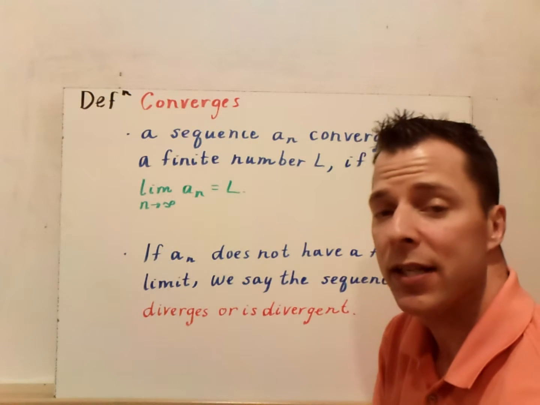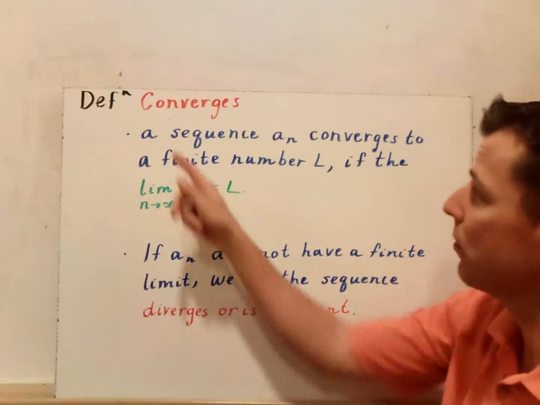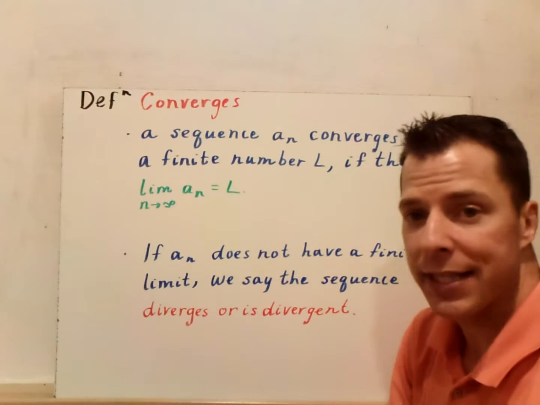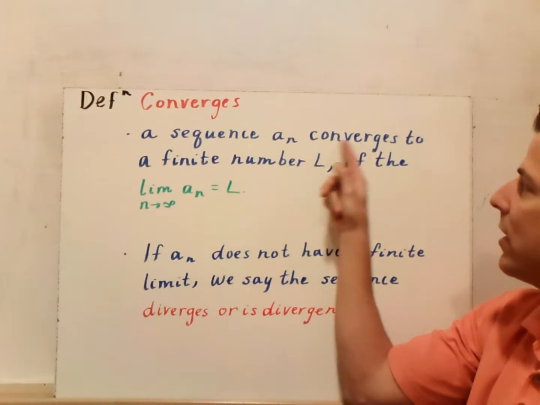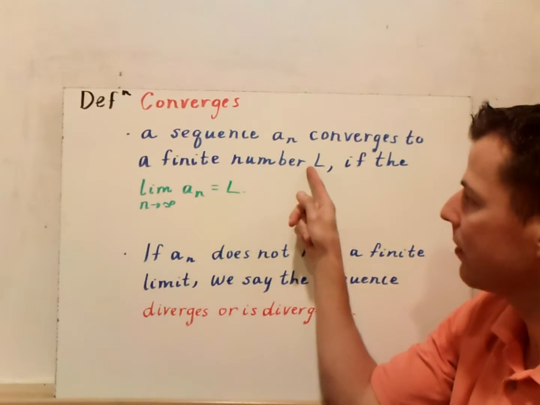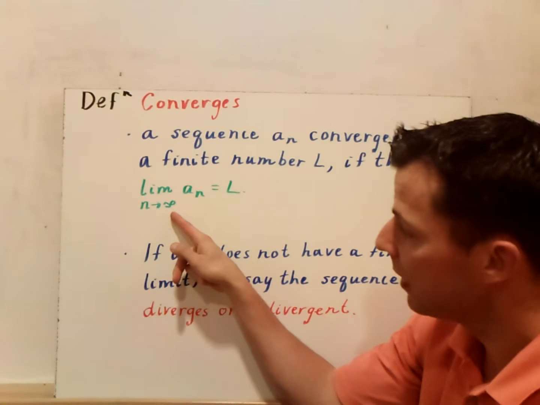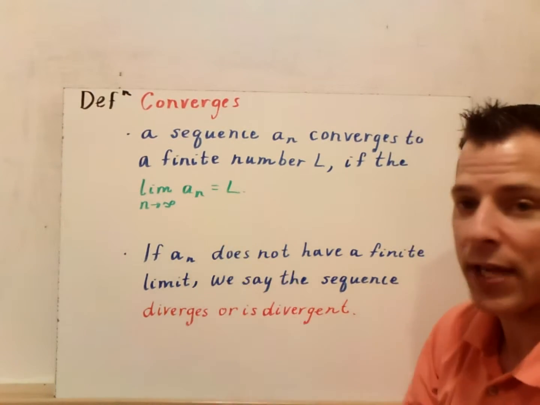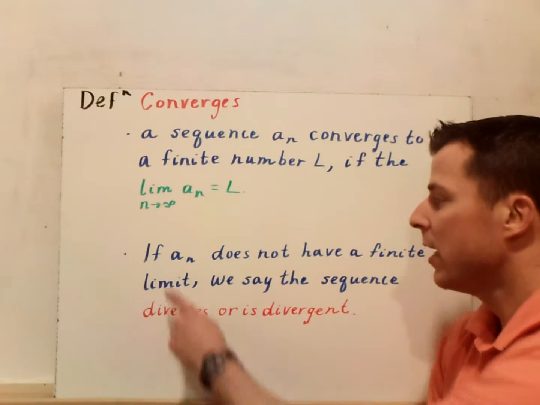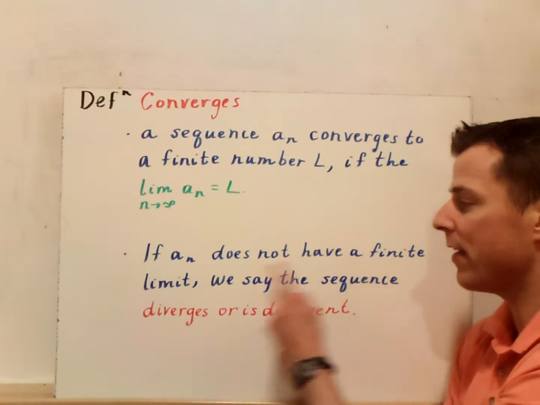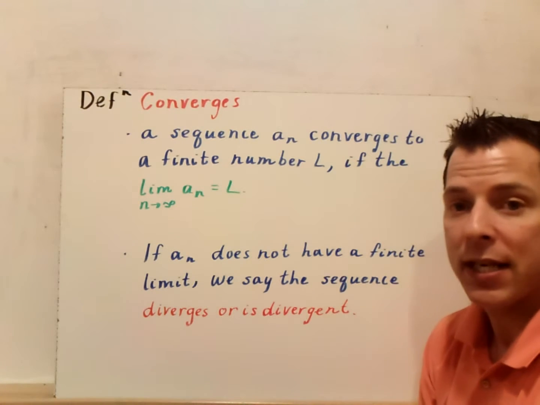Now the objective is to be able to determine whether a sequence converges or diverges. So what we need to do is look at the definition of something that converges. A sequence a sub n converges to a finite number L if the limit as n approaches infinity of a sub n equals L. Okay, so your limit is going to converge on a number. Okay, if a sub n does not have a finite limit, we say that the sequence diverges or is divergent.